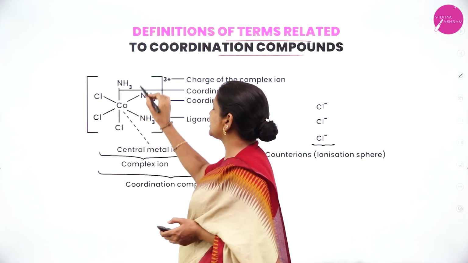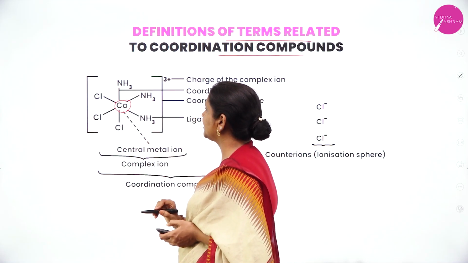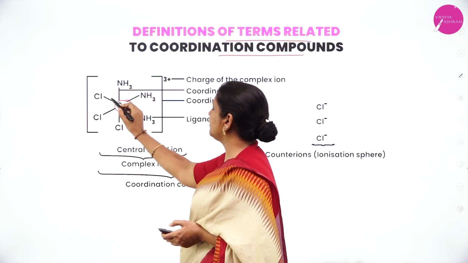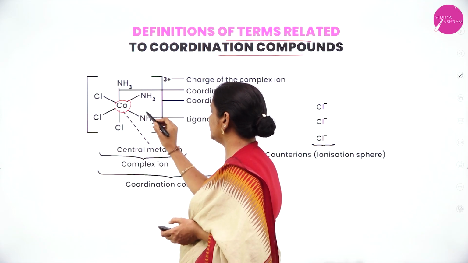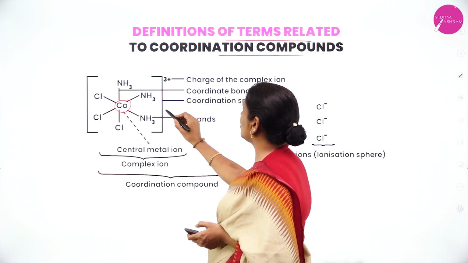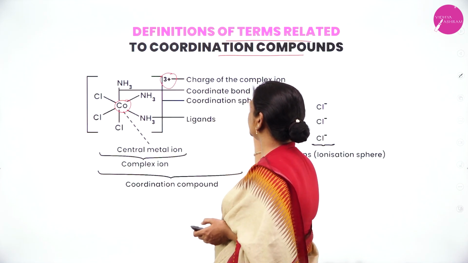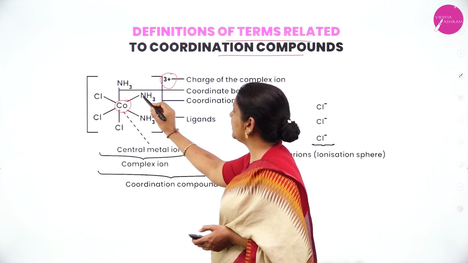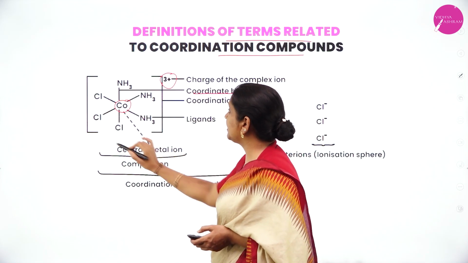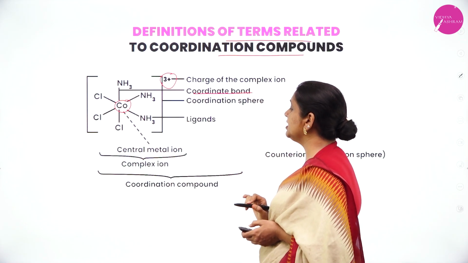If I consider this structure of a coordination compound, observe that at the center cobalt is there. Therefore, this is called the central metal ion. It is surrounded by 3 chloride ions and 3 ammonia ligands. These are called ligands. 3 plus is the charge of the complex ion, and the bond between ligand and central metal is a coordinate bond, and its complete representation is called the coordination sphere.